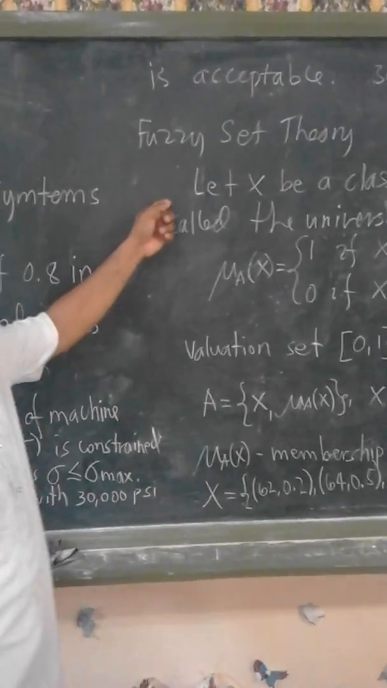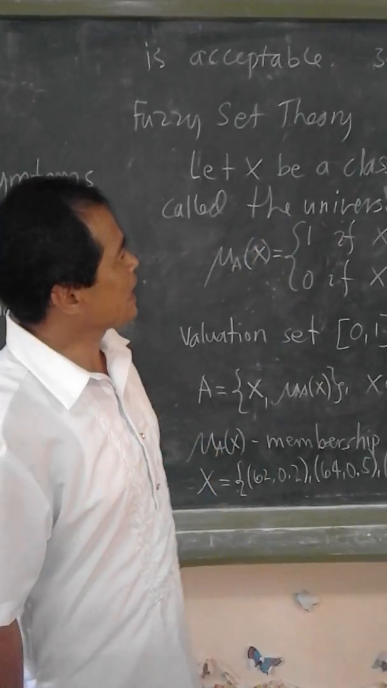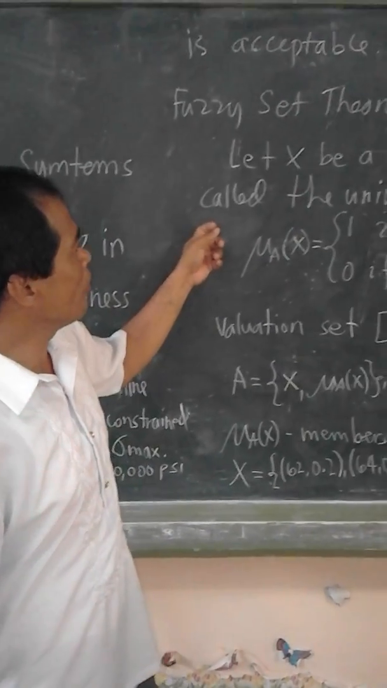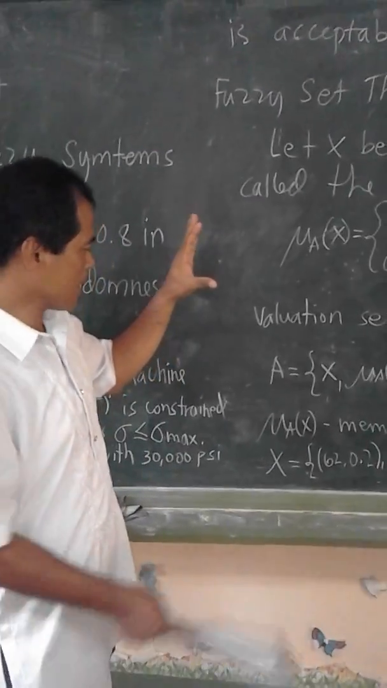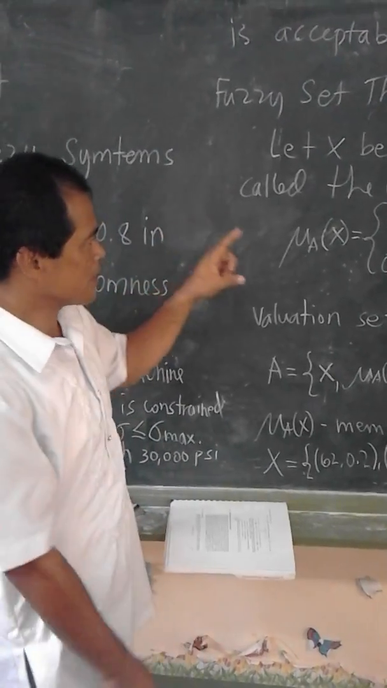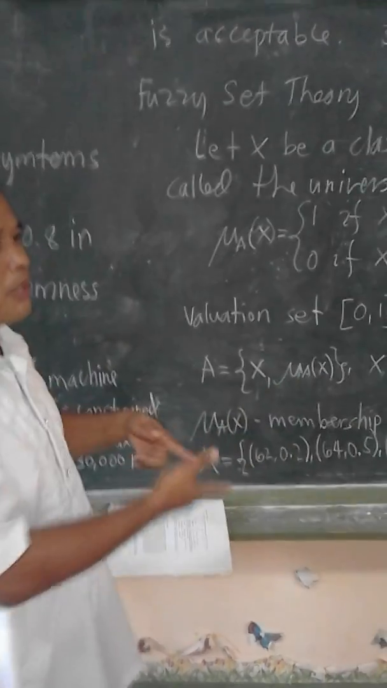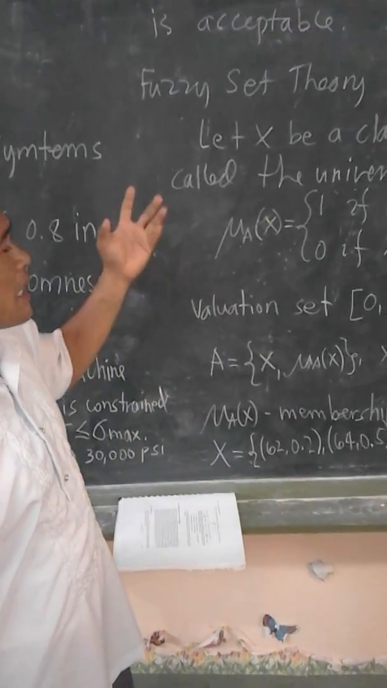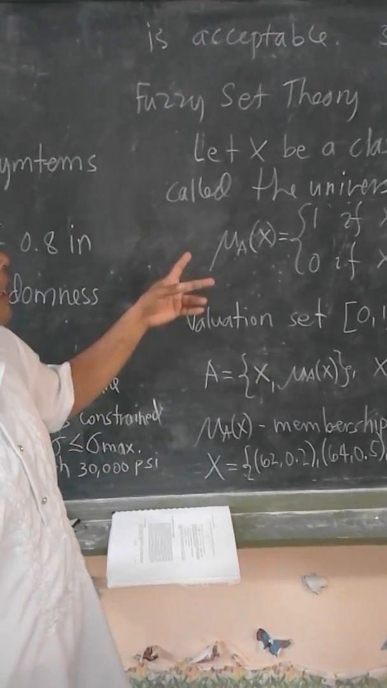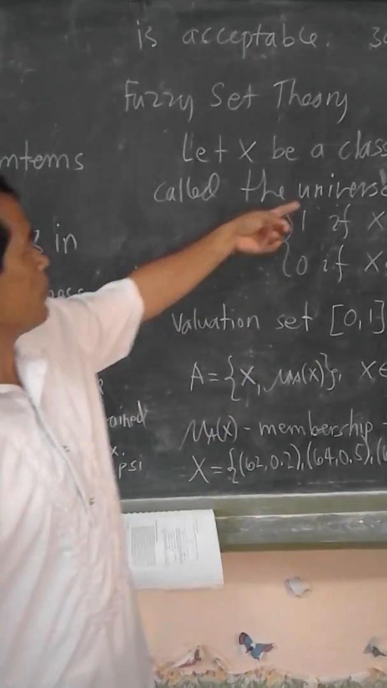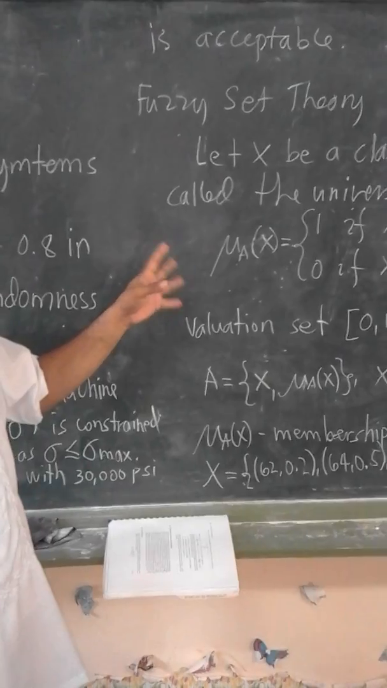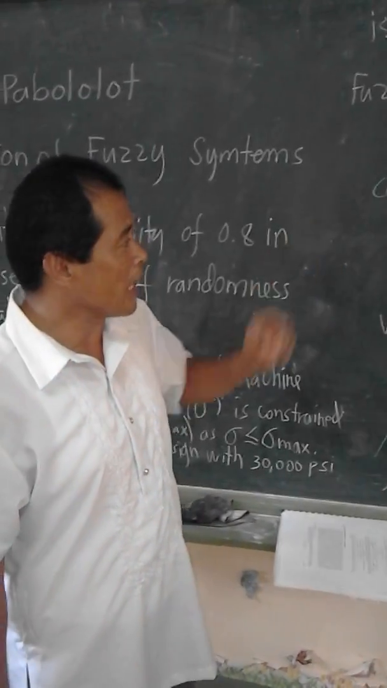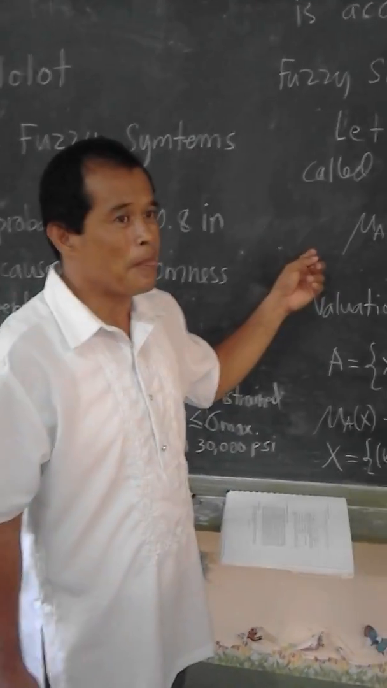For the fuzzy set theory, supposing we let X be a classical crisp set called the universe. The universe means we have a large set in which there are elements or subsets found in it. Another way of saying universe: it is the set of all elements contained in that particular set.